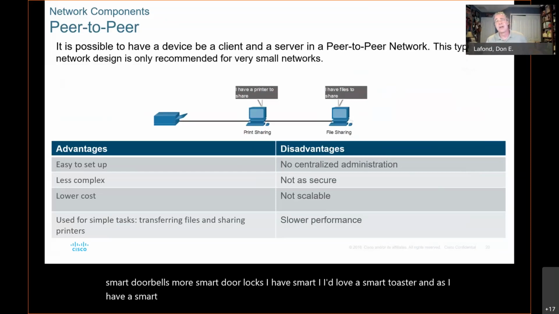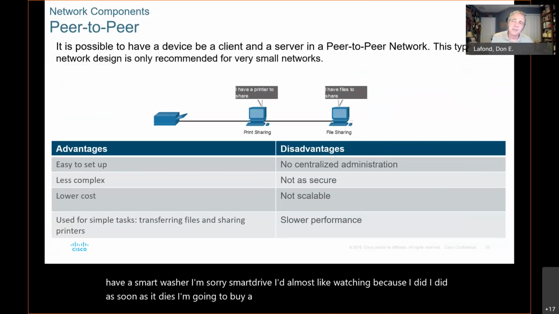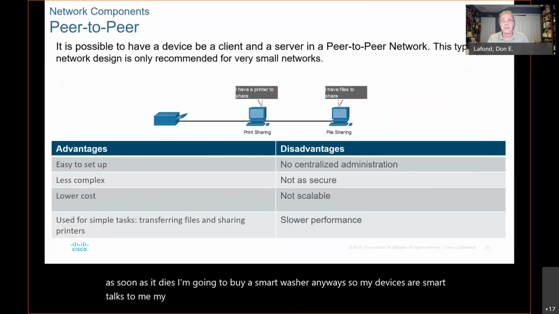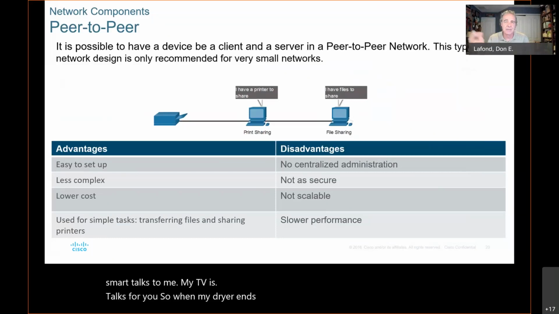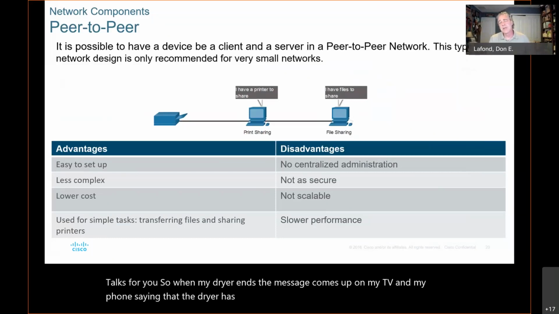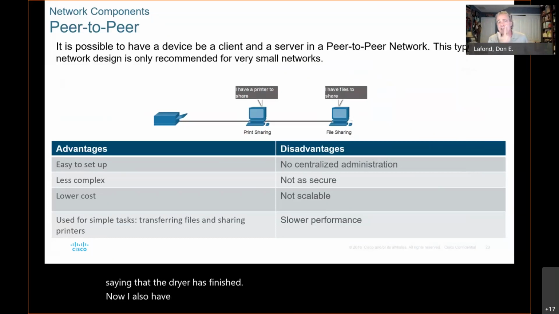I'm sorry, a smart dryer. I don't have a smart washer because it hasn't died yet. As soon as it dies, I'm going to buy a smart washer. Anyway, my devices are smart. My TV talks to me. When my dryer ends, a message comes up on my TV and my phone saying the dryer has finished. Now, I also have a smart car. That is the ultimate smart device. I have a Tesla Y, and I love that car.